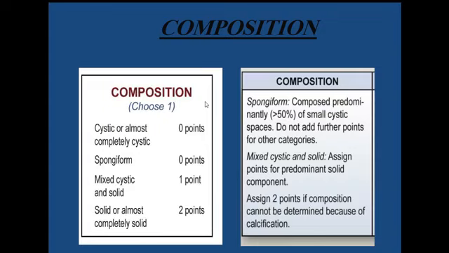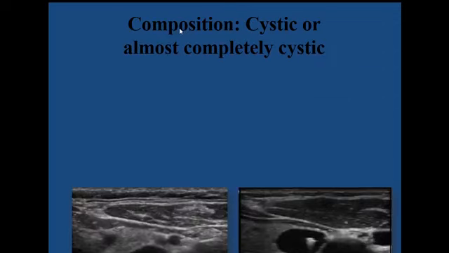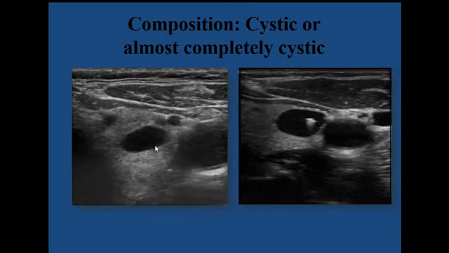So now I will explain each category. So for the composition, we have 4 features. Either the nodule is cystic, and in this case, I will give it 0 points. So as we all know, the cyst should be benign. It will be benign. So we'll give it 0 points.